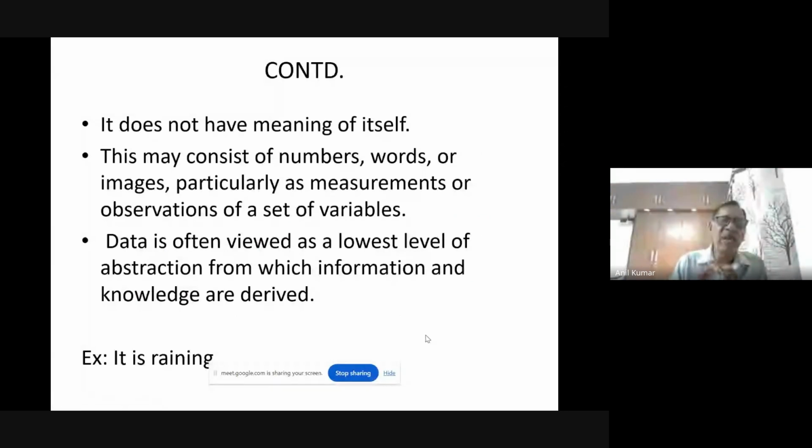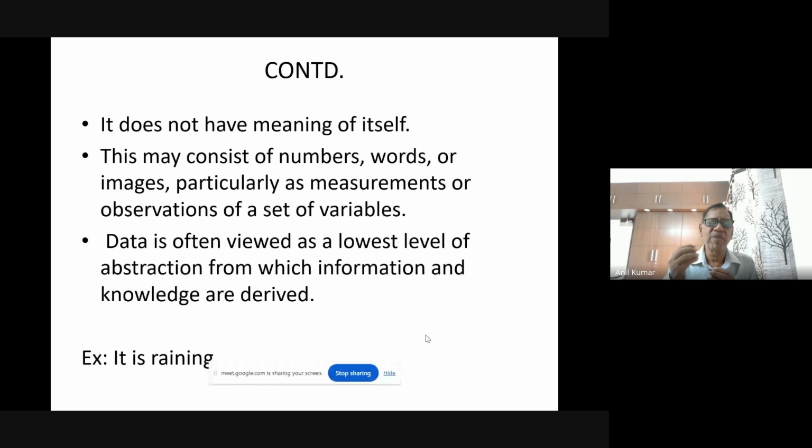Likewise, there are many peculiar aspects about data which one should know as a researcher: data doesn't have meaning in itself. This may consist of numbers. If numeric data is there, it may be in the form of numbers. It may also be in the form of words or images, if the data we have collected is qualitative. So whether we have qualitative data or quantitative data, it is just an observation on a set of variables.